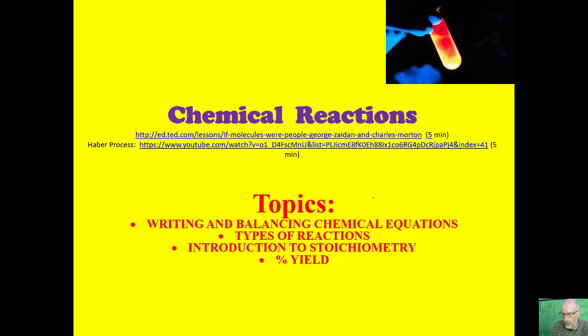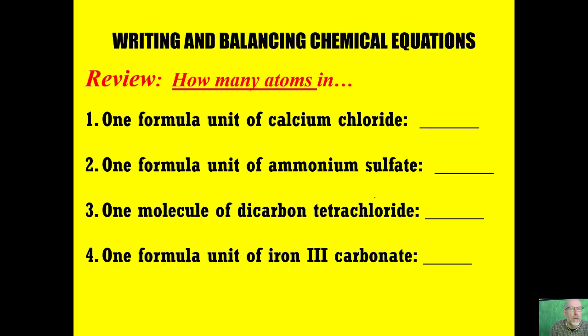If you go to the Google Classroom, you can find this PowerPoint and you can follow along if you want to. So I think you guys are pretty good with understanding what formulas are. For example, calcium chloride is CaCl2. Because Ca is from the left, it gets a +2 charge, Cl is from the right, it gets a -1 charge. Crisscross applesauce, you have a 1 here and a 2 there. We don't write ones, it's CaCl2.